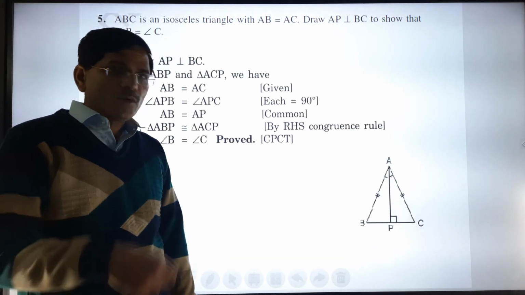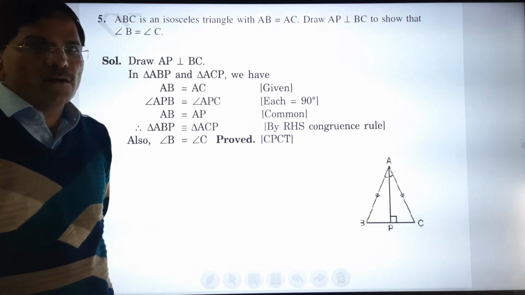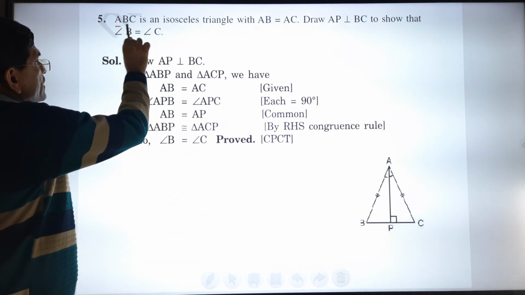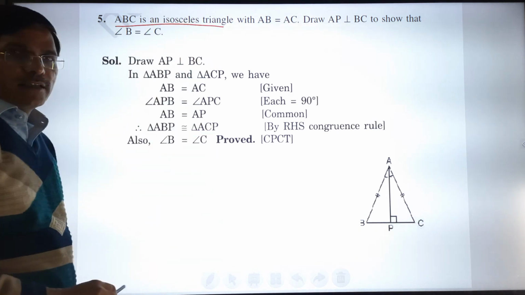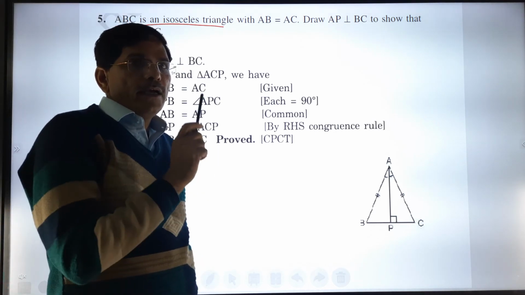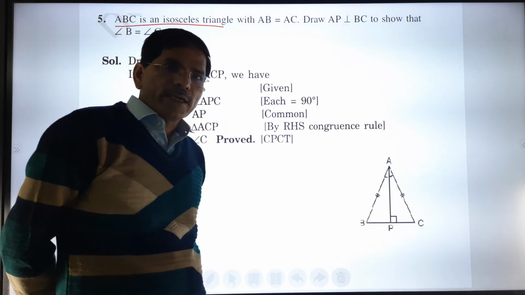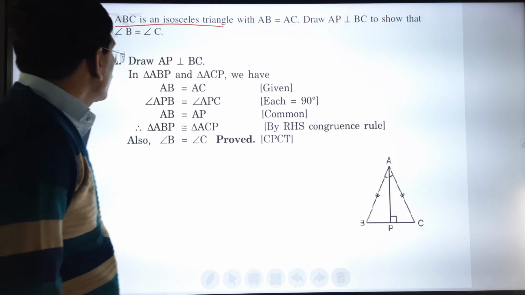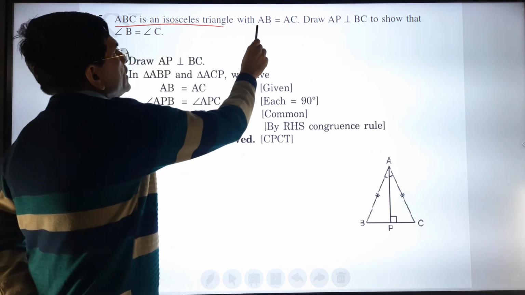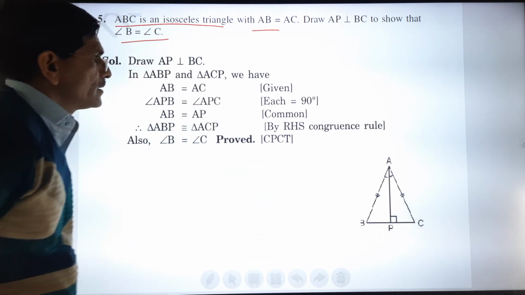Now the converse of it. Question number 4's converse is question number 5. In question number 5, what is given? ABC is an isosceles triangle, given. In the earlier question, altitudes are equal and we have to prove that the triangle is isosceles. Here the triangle is isosceles with AB equal to AC. Show that angle B is equal to angle C.